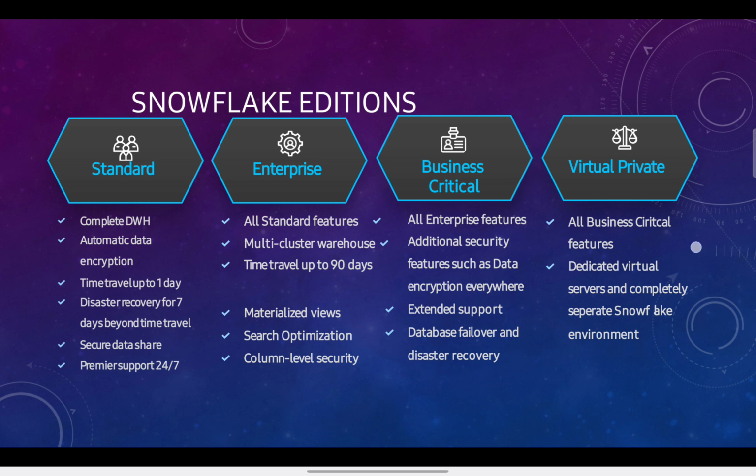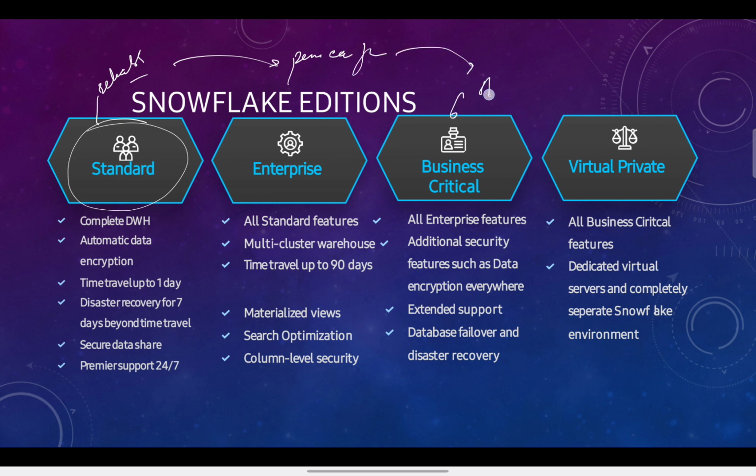So at the end, I want to make you understand with some lines. Standard edition is like a reliable car. When it comes to the Enterprise, it's like a performance car for speed and handling multiple passengers. Similarly, Business Critical is an armored car for maximum safety. And when it comes to VPS, it's like a private jet, exclusively dedicated and built for those who need the absolute best.